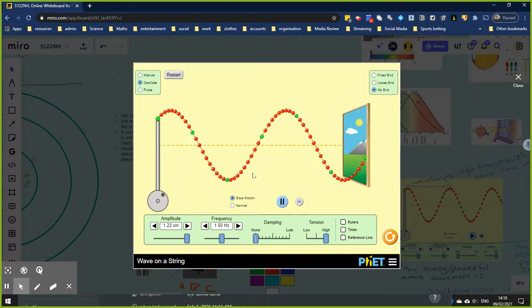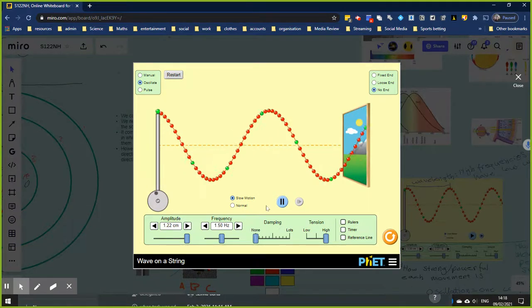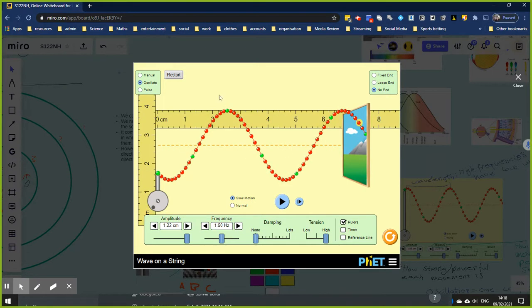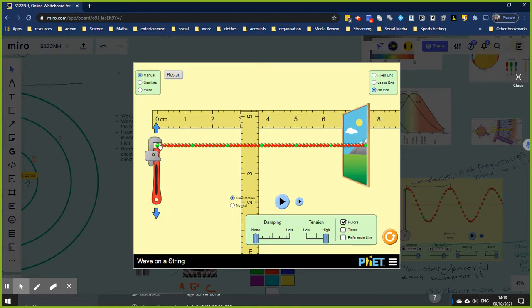Now, if you wanted, we've got a high amplitude here, and I can measure the amplitude by pausing it and getting a ruler, and you measure the amplitude from the middle point. So this point here is where the string would be if there was no wave. So if there was no wave, the string would just be like this. In fact, I can demonstrate that by just going to manual, and there it is. So the string is now just flat along there.